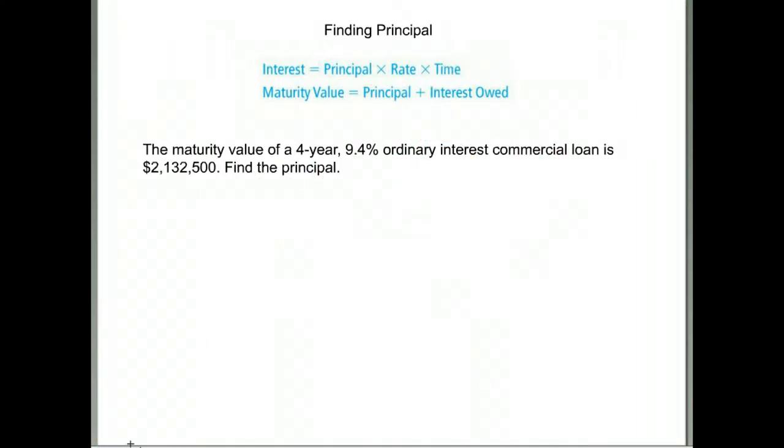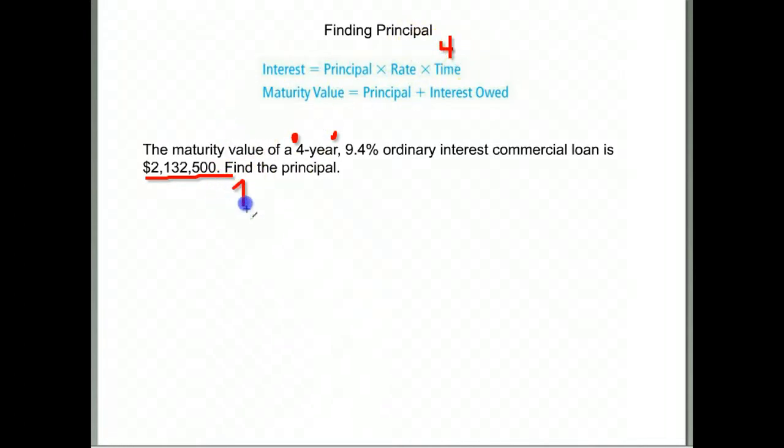Okay, let's go through another one. So if you want to try this one on your own, push pause, try it on your own, and then check to see how you did. That might be a good idea, or you can just go through the steps with me. Okay, so again, they gave us the maturity value of a loan. The maturity value is $2,132,500, and they want us to find the principal. The maturity value of a 4-year loan at 9.4% interest. Now for our time, we're just going to be able to put 4 in for our time because they didn't give us days. They gave us full years. So our time is always in years. We can just use the number 4.